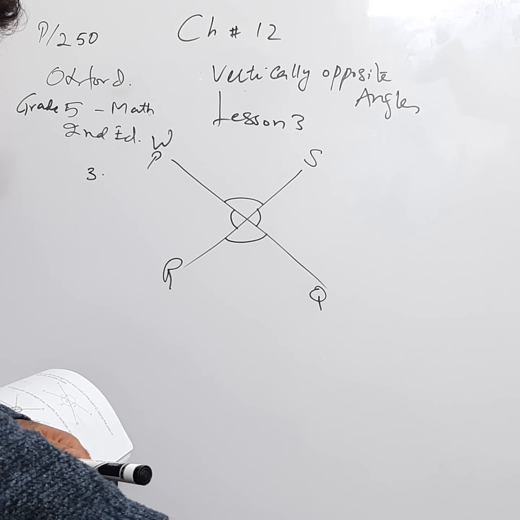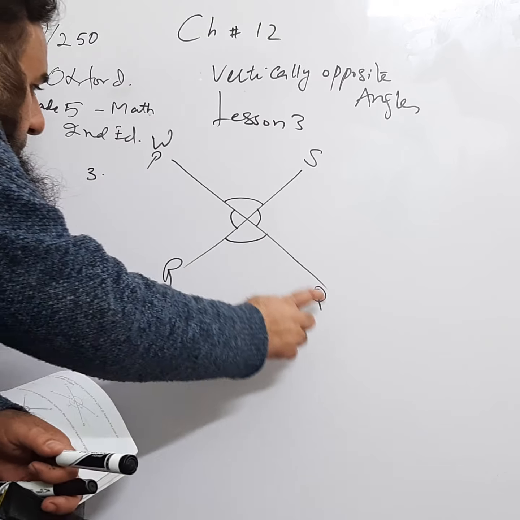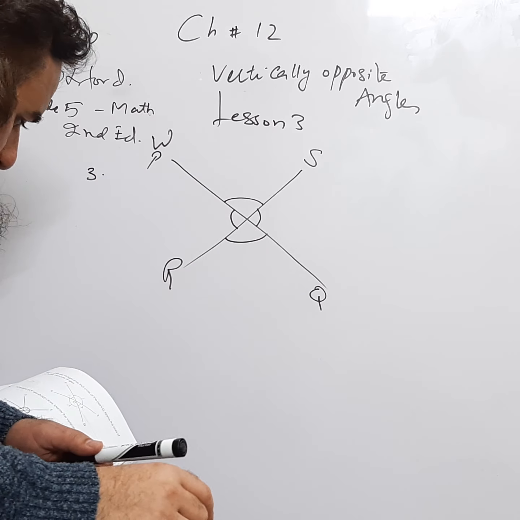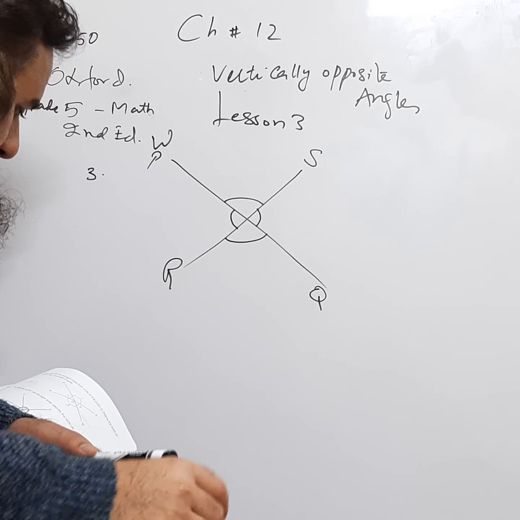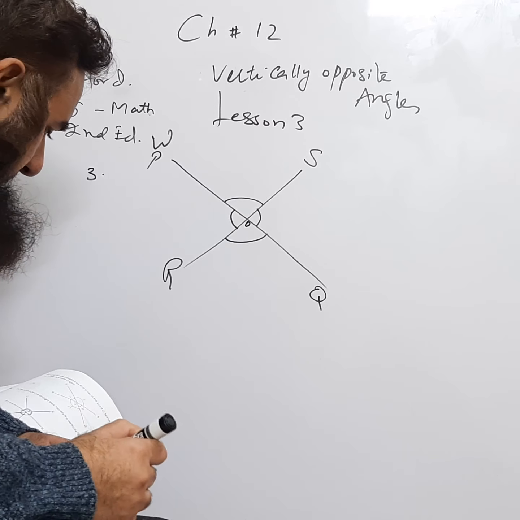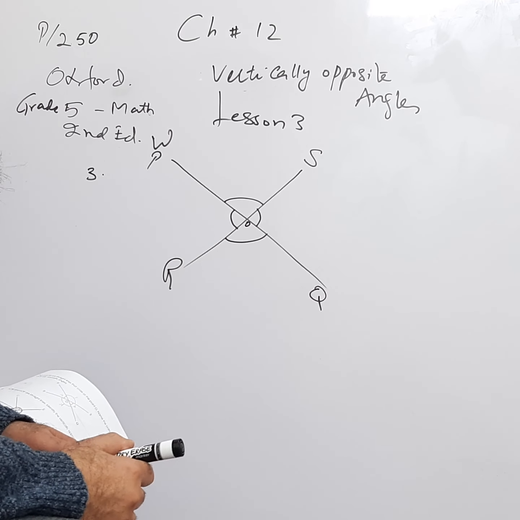So the question is, PQ and RS are straight lines. This PQ and RS are straight lines. They are making a cross. So these are two straight lines, okay? And they are crossing at the point O. Here it is, this is point O. Name the pairs of vertically opposite angles. We need to tell which are the vertically opposite.